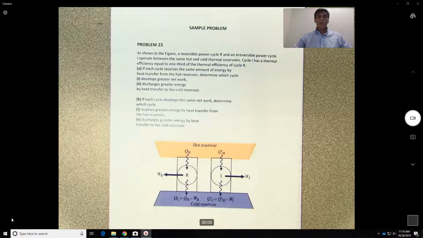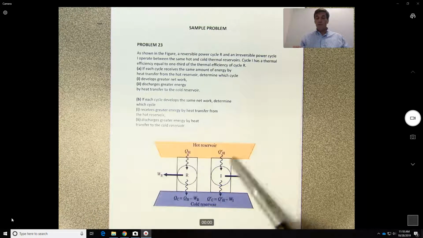Okay, so welcome back, and let us solve problem 23. So problem 23, basically we see a hot reservoir, a cold reservoir. We have a reversible Carnot cycle and an irreversible power cycle.